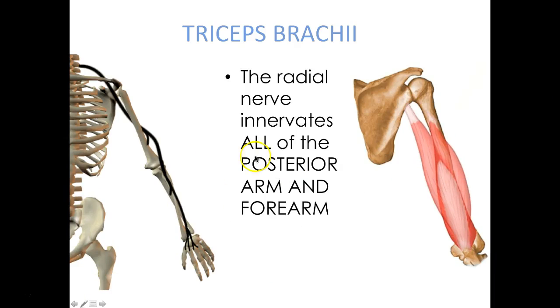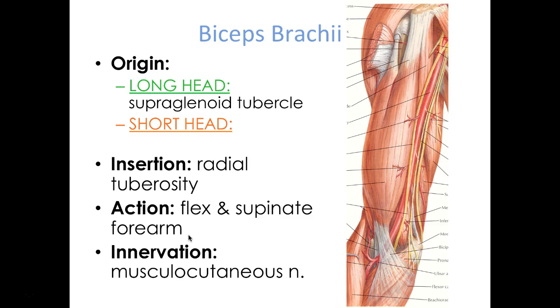But this radial nerve is extending down the posterior side of your arm as well as your posterior forearm. So it supplies all of those muscles, posterior arm and posterior forearm muscles.